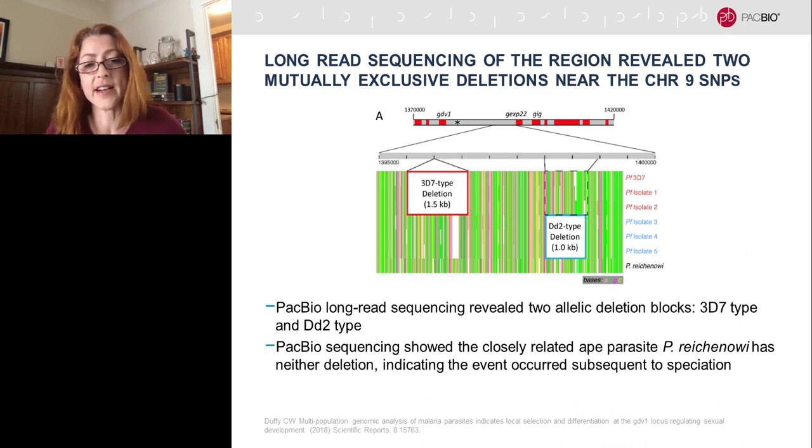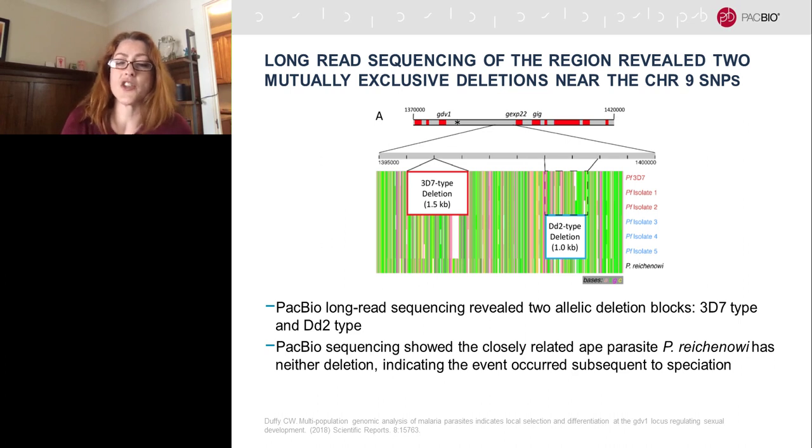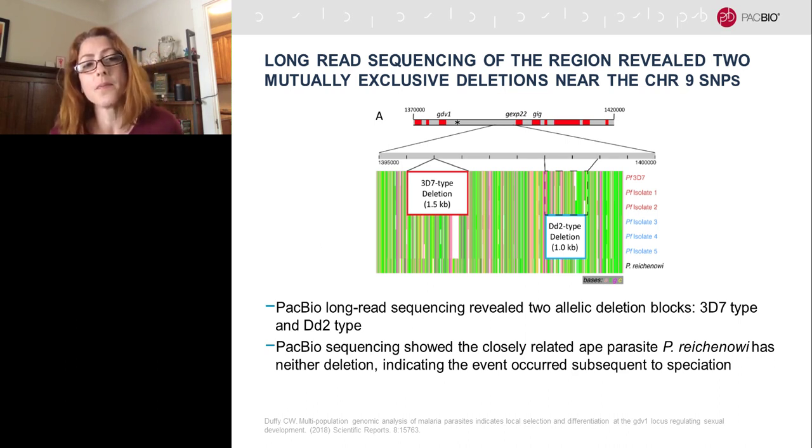Also within this figure, at the very bottom, you'll see the reference genome for P. reichenowi, and that was included as an outgroup. That is a species of Plasmodium that infects apes, and that has neither deletion. It was interesting primarily because it shows that this deletion event and this dimorphism have occurred subsequent to speciation into the species that infects humans.